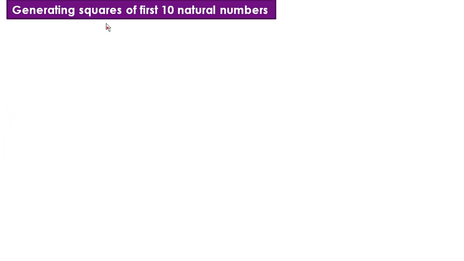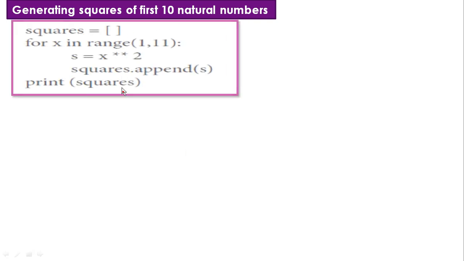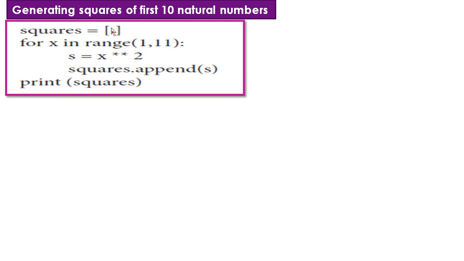Next topic: generating squares of the first 10 natural numbers. This is another example program. Here squares equal to one empty list. For x in range 1 to 11, that means 1 to 10. Here there is no step value, so the default step value is 1. So the range is 1, 2, 3, 4 up to 10, the first 10 integer numbers. We get the series of squares of the first 10 natural numbers by using the command s equal to x double asterisk 2. The first value is 1, so 1 square equal to s.